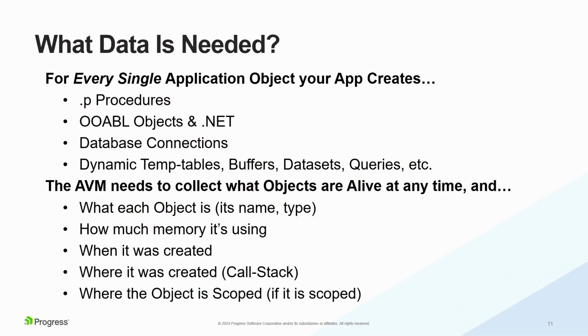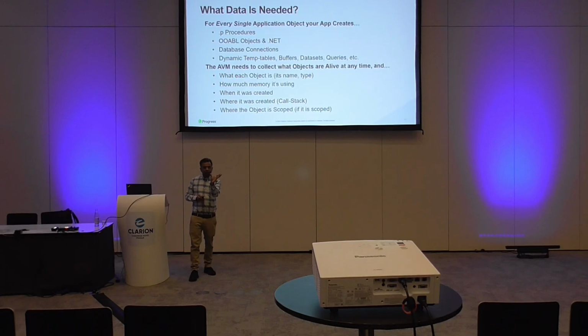On top of that, that is the creation part, that is all the memory. But after this object gets created, at a certain point in time, it should get removed from the system. When it should get removed is the scope of that object. So I also need to keep track of where that object is scoped. It is a particular block, a bigger object, the entire procedure, or the object is part of the entire session. All this data I need to keep track of in the AVM so that I can answer all the questions that I have in my previous slide.